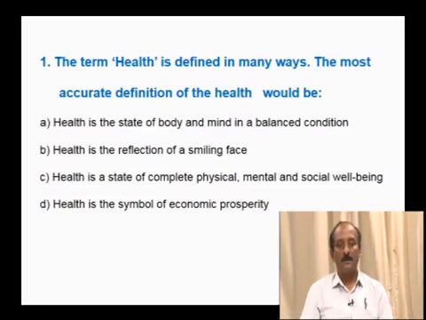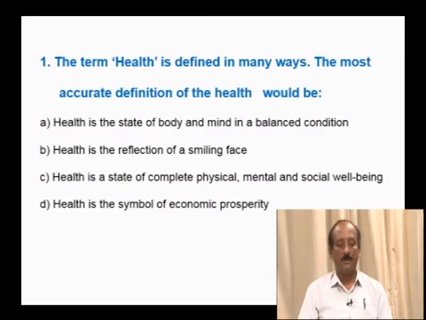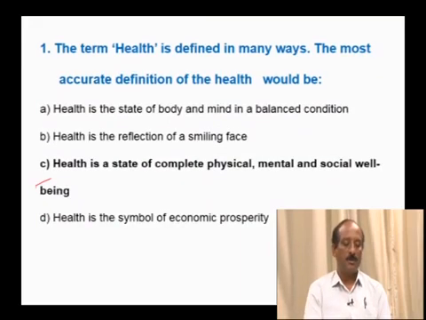Coming to the questions related to this topic. Question number 1. The term health is defined in many ways, but the most accurate definition of health would be: health is the state of body and mind in a balanced condition; health is the reflection of a smiling face; health is a state of complete physical, mental and social well-being; health is the symbol of economic prosperity. Among the 4 options, the correct definition for health is a complete physical, mental, social well-being. So the correct answer for this question is option C.